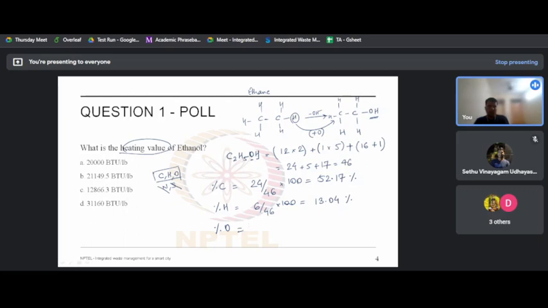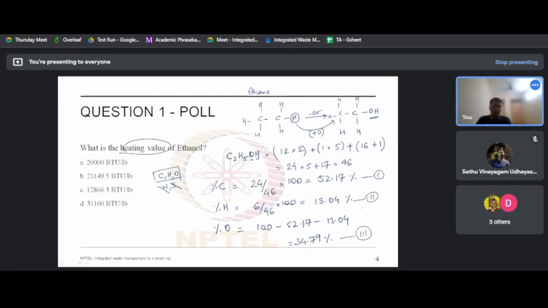Next, we need the percentage of oxygen. We can do it both ways. Here we only have three atoms, carbon, hydrogen, and oxygen. So either we can take the weight of oxygen, that is 16 by 46 into 100, or we can simply subtract the above two values from 100 because we only have three components. So together they need to add up to 100. On subtracting this, we would get around 34.79%.